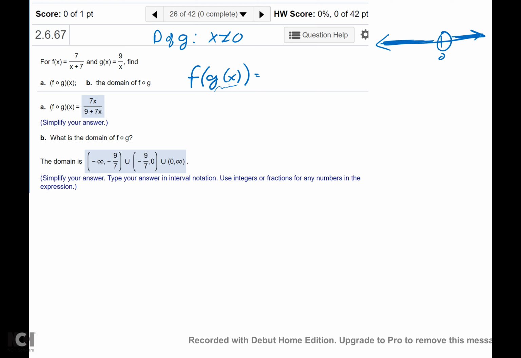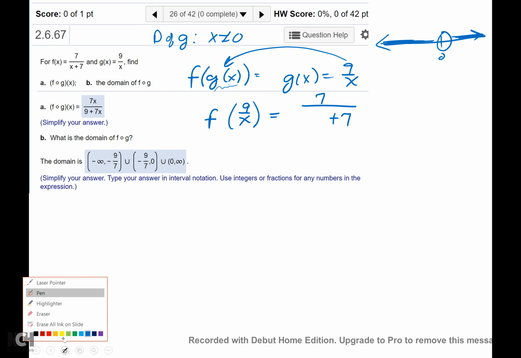Now let's find the composition, and we have to find the domain of the composition and see if that adds any other restrictions. So, this one says find g of x first. g of x is 9 over x. So they want me to replace that there. So they want me to find f of 9 over x. Well, that would be 7 over whatever you brought plus 7. And I brought 9 over x.